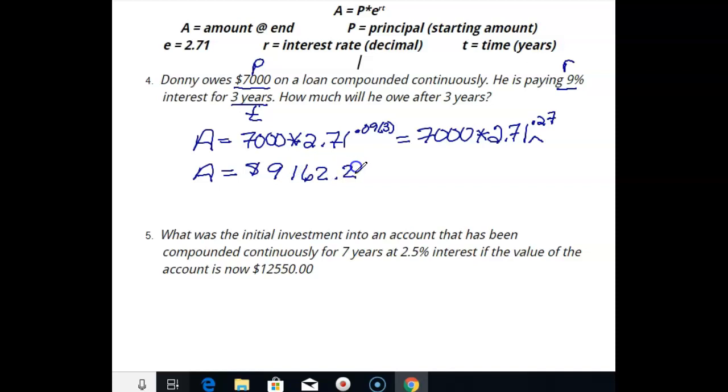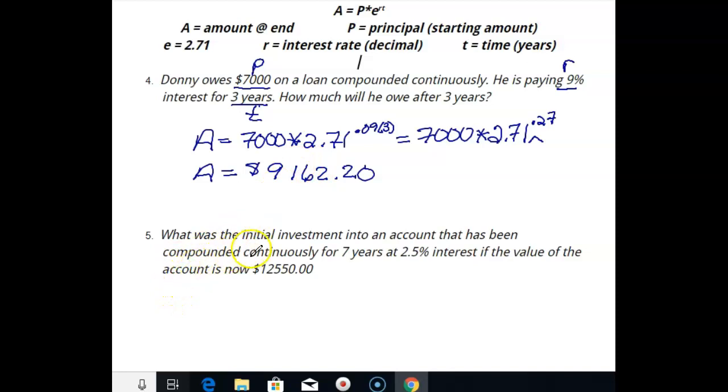So when I put that into my calculator and do that math, I get $9,162, rounded to 20 cents. So all in all, you have over $9,000 in your account after 3 years if you compound it continuously. So you can see that you've earned $2,162.20 in interest. Not too bad.